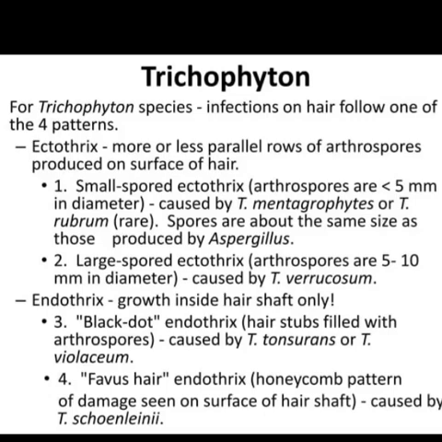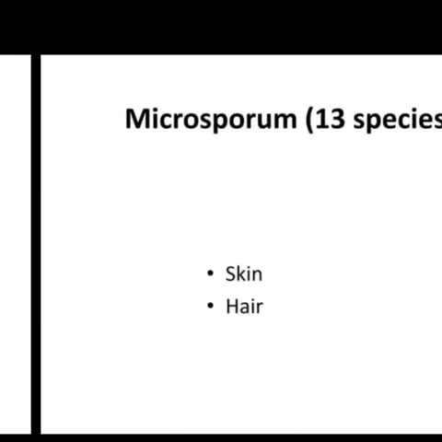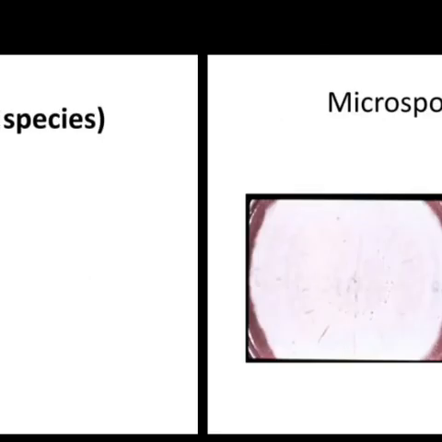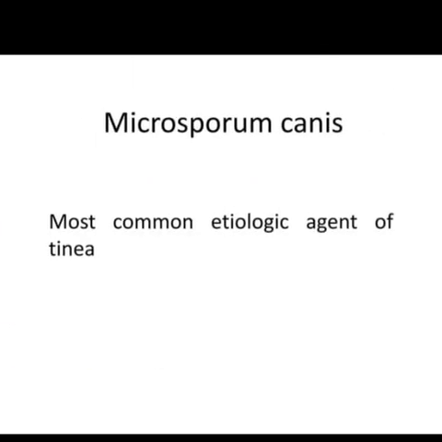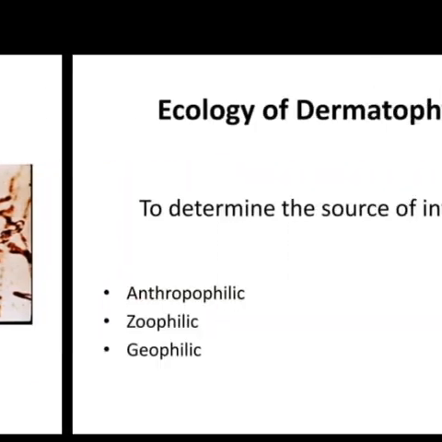Black dot endothrix: the hair stubs are filled with arthrospores, caused by T. tonsurans or T. violaceum. Favus hair: an endothrix pattern of damage seen on the surface of the hair shaft. Trichophyton rubrum causes chronic infection in patients with a cell-mediated immune defect. Microsporum, which comprises 13 species, affects the skin and hair. Microsporum canis is the most common etiologic agent of tinea capitis. Epidermophyton floccosum affects skin and nails.